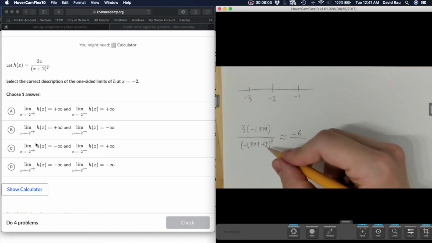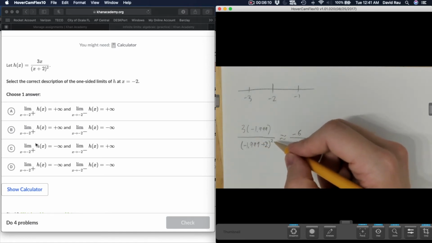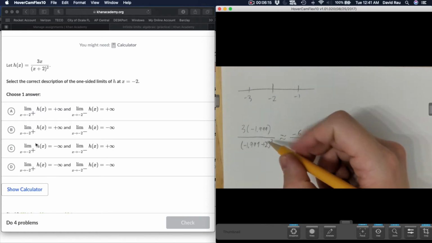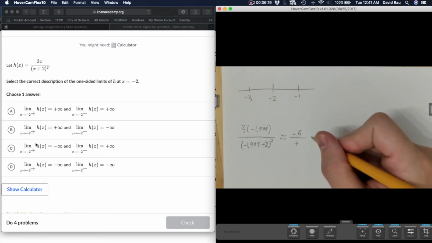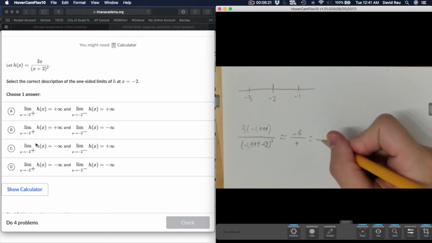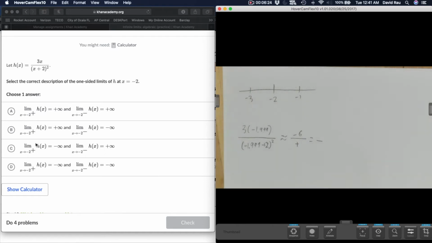Now on the bottom, this is some very small number, and it's being squared. Whenever you square a number, regardless of whether it was negative or positive, it ends up being positive. So I'm just going to put over positive. In other words, I know that this is negative. So what is this approaching? Well, what's a negative over a positive? A negative. So I know it has to be C or D. In other words, negative 2 from the right is going to be negative infinity.